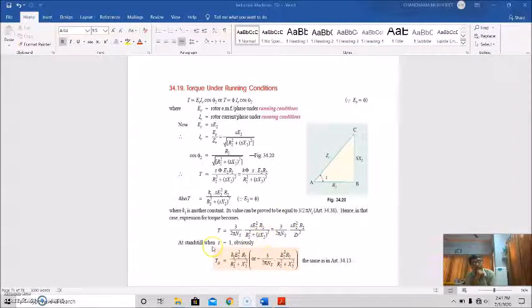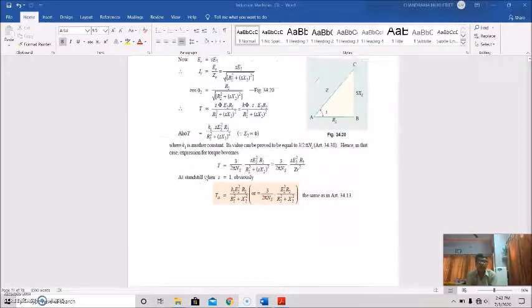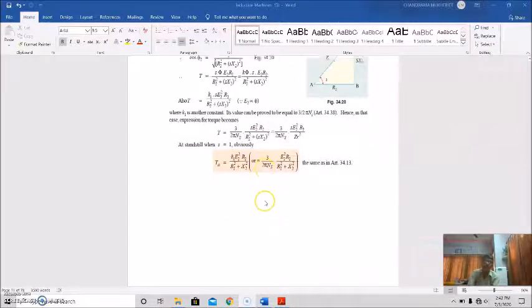At standstill, S is equal to 1. So this will be like this, 3 by 2 pi ns. This is the same as we have discussed earlier. This is the starting torque we have discussed earlier. From the running torque expression, by putting S equal to 1, we can get the starting torque expression.